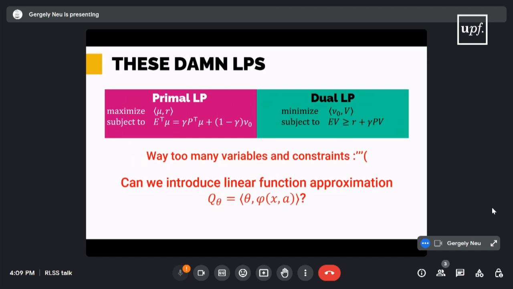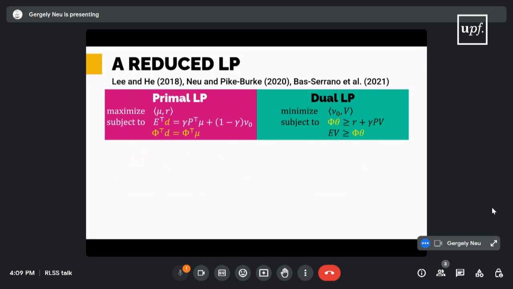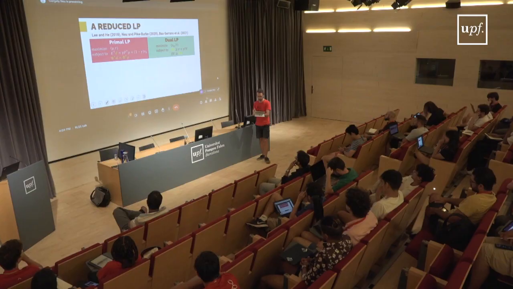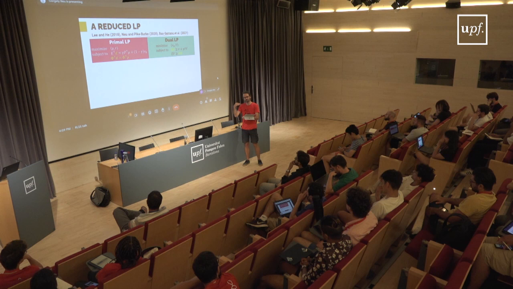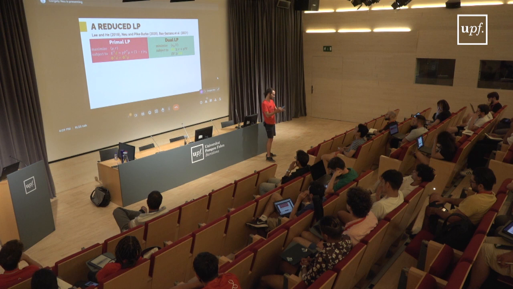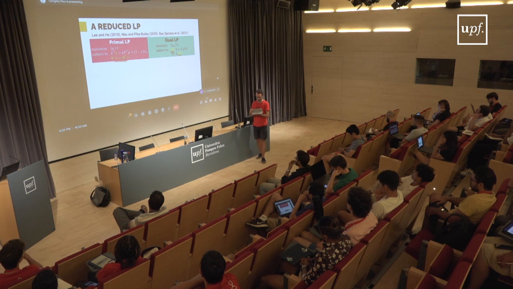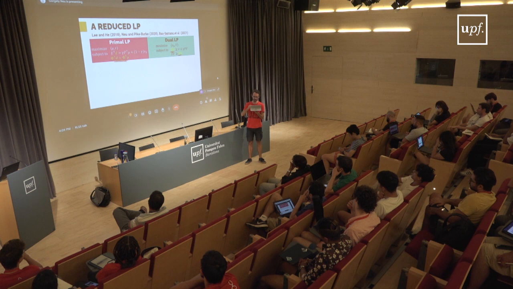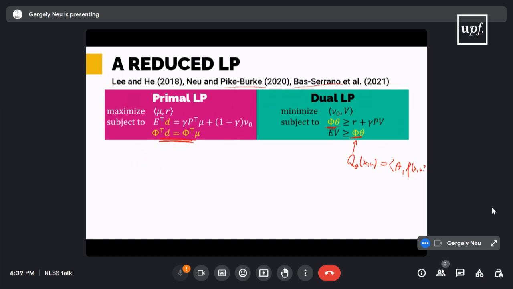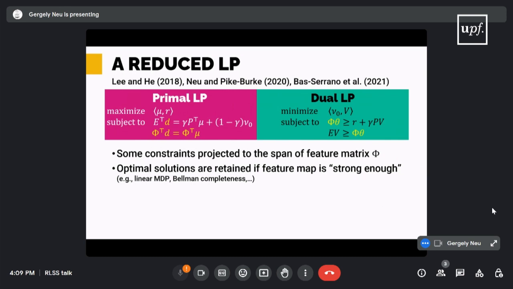So after quite a bit of research, and some of this was done by my postdoc, Kira Pike-Burke, and John Buss, my student, we have managed to come up with a sort of relaxed version of the LPs that have a Q function in there, in particular the dual. So if you look at the primal LP, this really corresponds to some kind of constraint splitting and projection in the primal. But what's important about this is that this object here can be thought of as a linearly parametrized Q function. And this allows the use of linear function approximation in the linear program scenario.